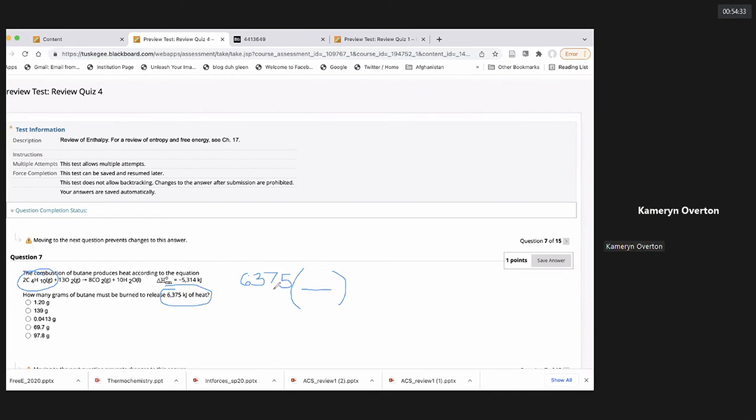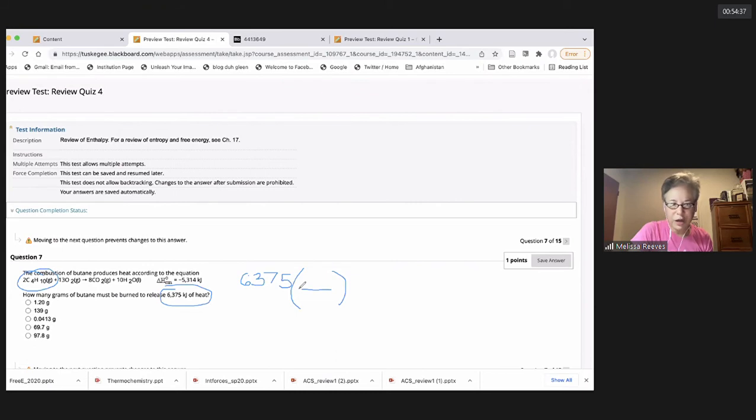Okay, so our 6,375 kilojoules of heat, we're going to convert that into moles of butane using the mole ratio.